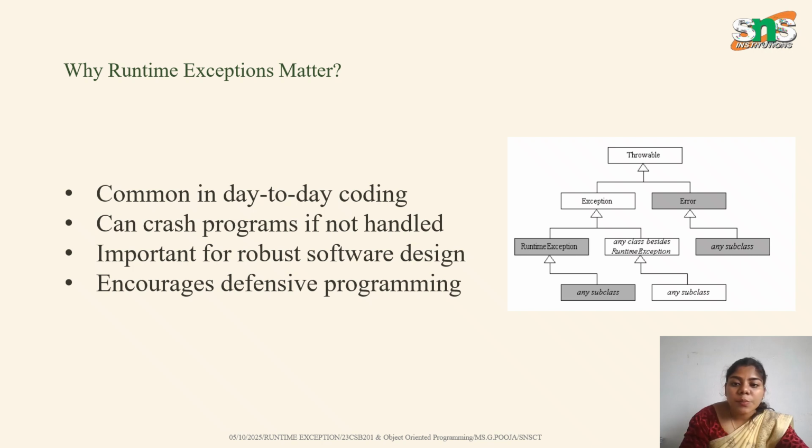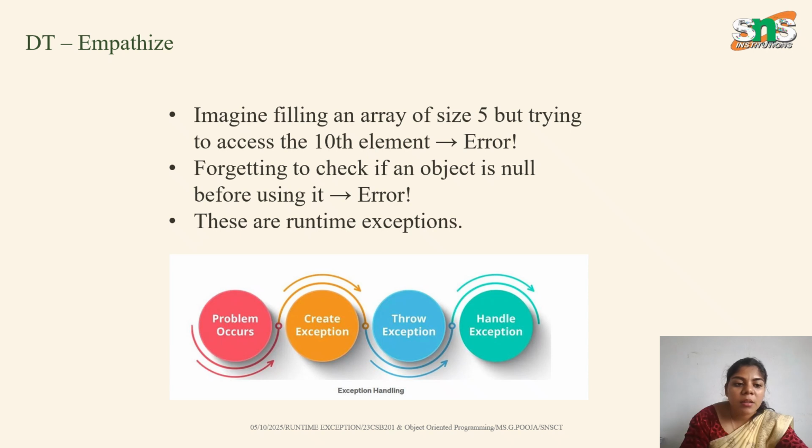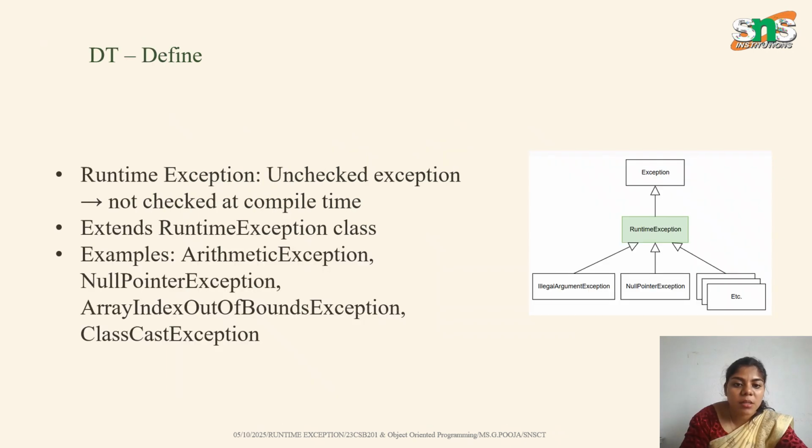So these are some of the hierarchy, and some of the examples are like: you can create an array of size 5, but try to access the 10th element. Java immediately throws an exception. Or you forget to check if a variable is null before using it. Again, a runtime error occurs. So these real-world analogies show how small oversights can lead to major runtime failures.